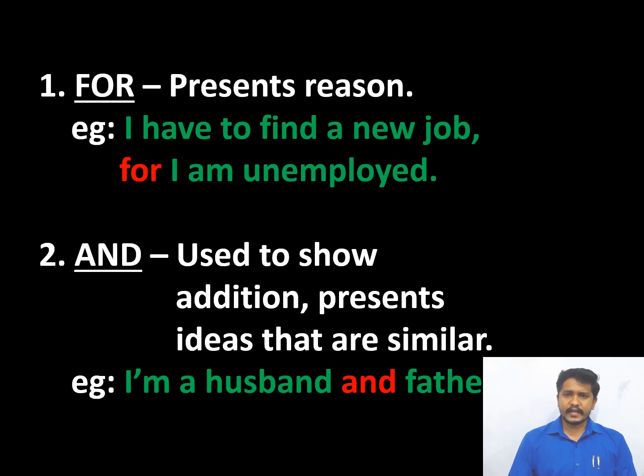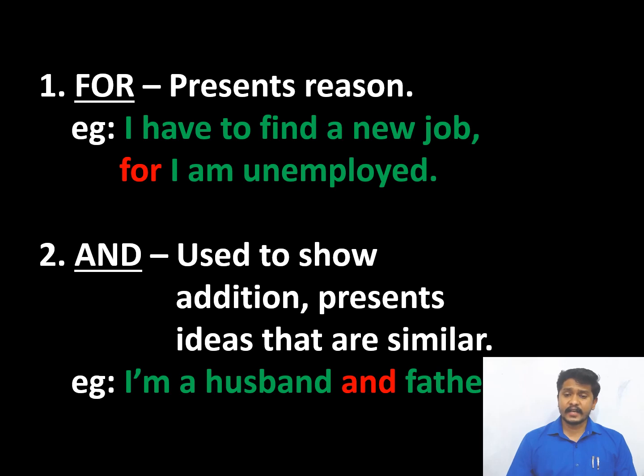Now let us study in detail how we can use the coordinating conjunctions in our sentences. First of all, let us discuss for. For presents a reason. Why are we using for as a conjunction? Because it presents a reason. For example, I have to find a new job, for I am unemployed. So here, what is the conjunction? Yes, it is for. I have to find a new job, for I am unemployed.